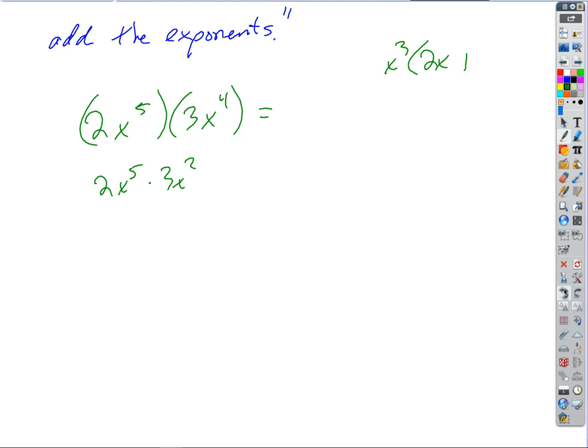So what do you think I do then with this? What do you think I'm going to do? I can multiply those 4 factors in any order. How would I want to maybe group them?